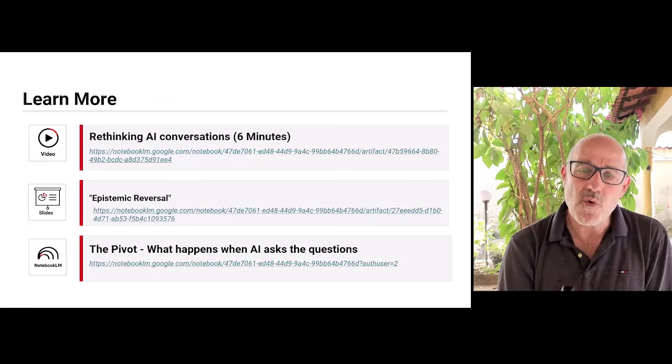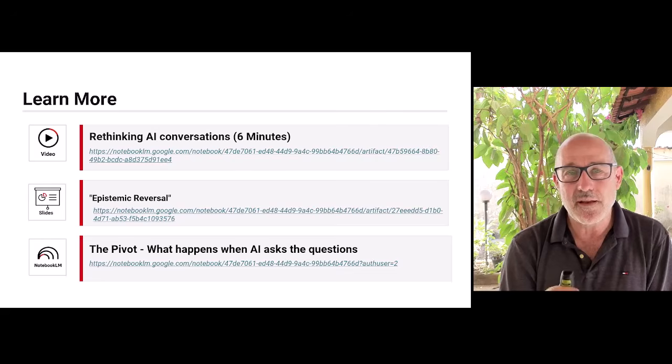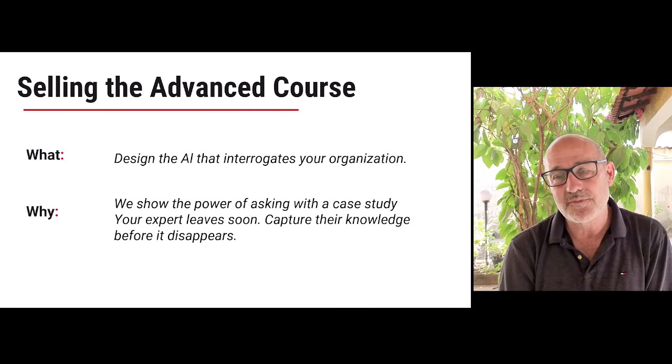If you want to learn more, we've got three resources here. One is Rethinking AI Conversations, a podcast from Notebook LM. Epistemic Reversal, also a podcast from Notebook LM. And The Pivot, What Happens When You Change the Rules.